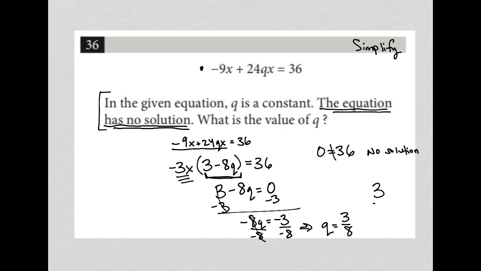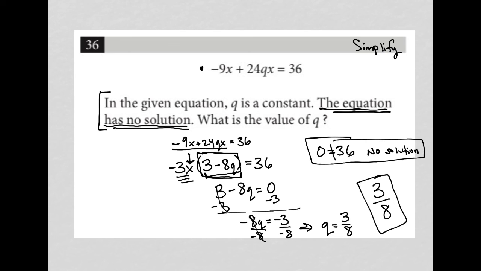So our answer here is 3/8 because it is the q value that would make this equal to 0, which would then eliminate this x value, which would then lead to no solution as the simplification of our question here.